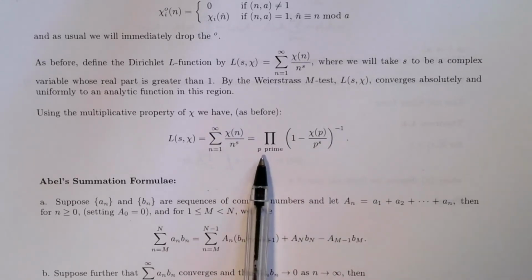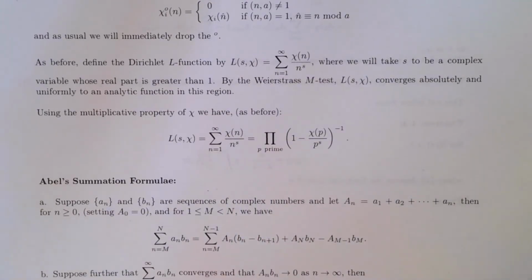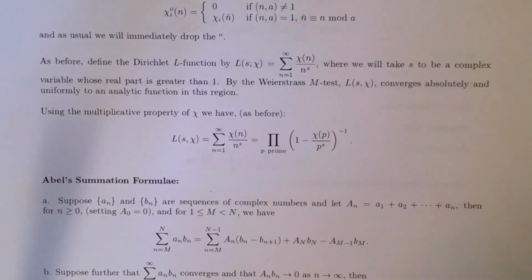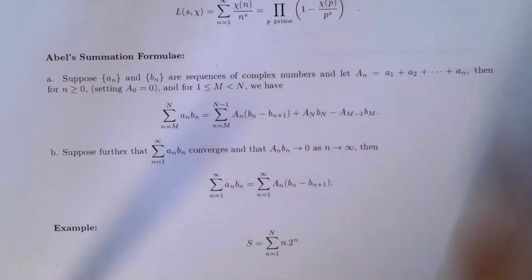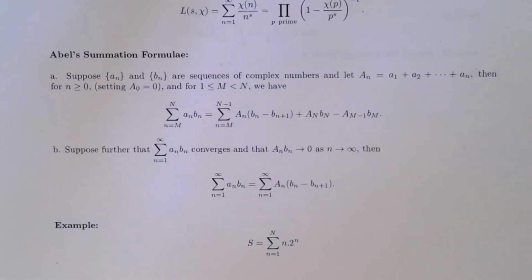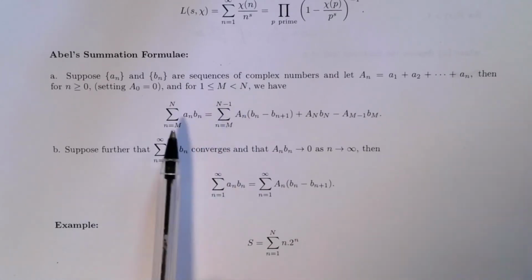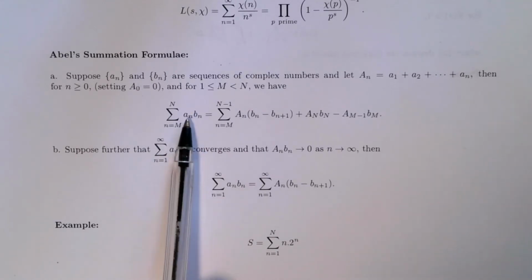Now we need a technical result, a little tool called Abel's summation formula. And you may have come across this in your travels. This is sometimes called summation by parts. It's a little bit like integration by parts, but it's a version that's used for sums. Not quite as neat as the integration by parts, but nonetheless it's very similar to it and is very useful when you're trying to sum series that are the product of two sequences.